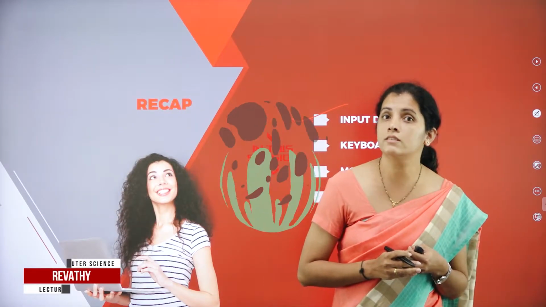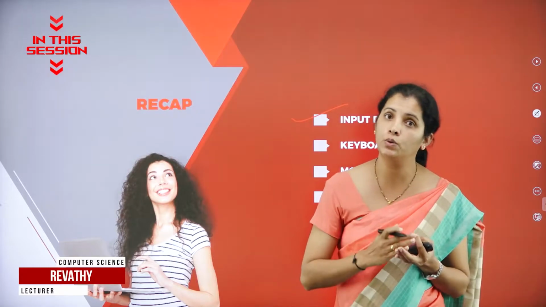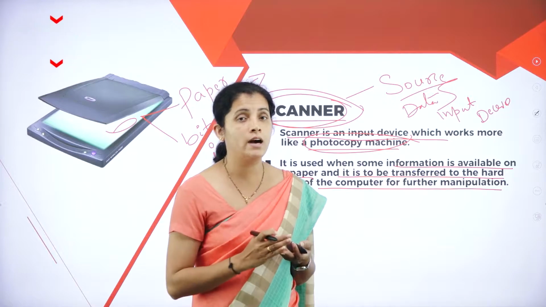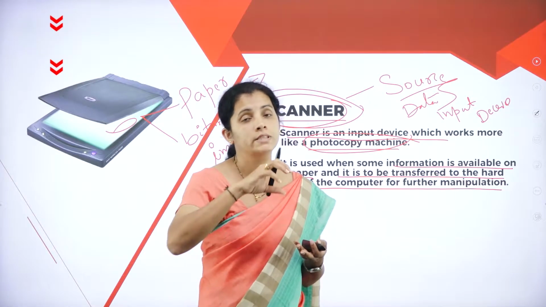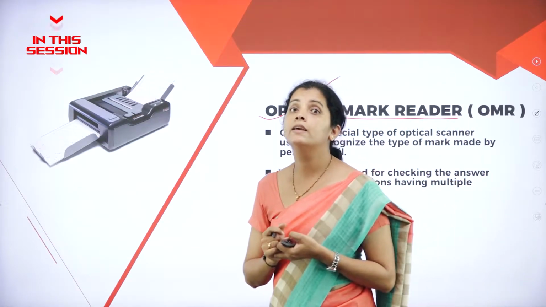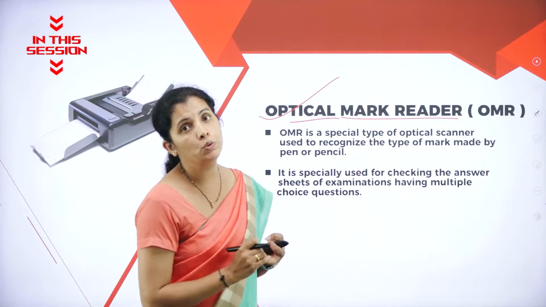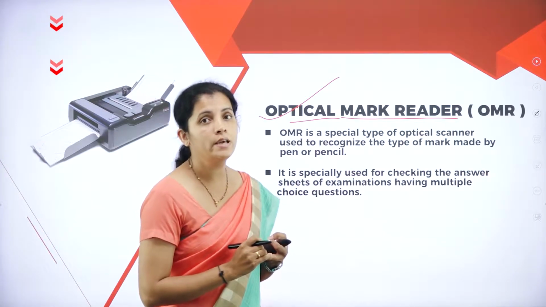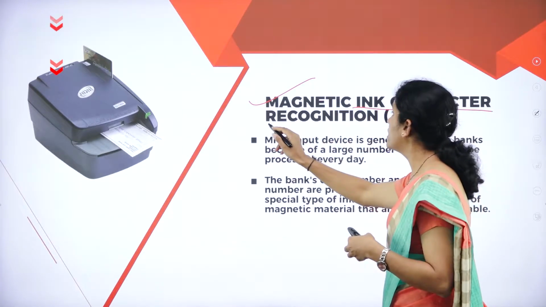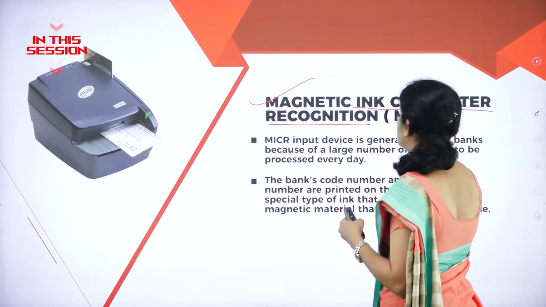Input device is a device that is mainly used to feed the data into the computer system. Scanner is the input device that is mainly used to scan the data. So here OMR is nothing but the optical mark reader, and it is mainly used to read the marks on the paper. Magnetic ink character recognition. So it's also called MICR.